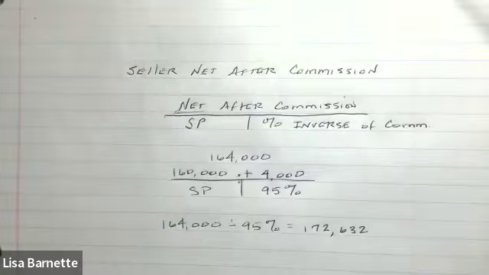So we're going to do some problems based on this. And on each one of them, I want you to ask yourself, what is it that we're looking for in this particular problem? This is the seller net after compensation or commission, and this is going to be a very common test question.